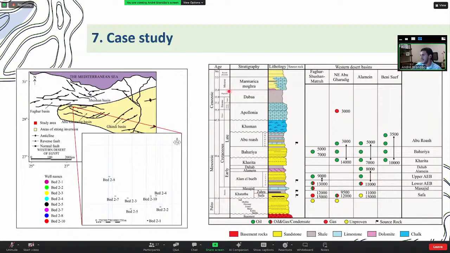So this is a stratigraphic chart. It tells us the formations from older to newer ones. In green, we are seeing the occurrence of oil. In red, the occurrence of gas. In yellow, what is unproven. There might be gas, but it has not been proven yet. And these black flags tell us about the source rock. So it's a pretty well-known place where they have been producing oil.